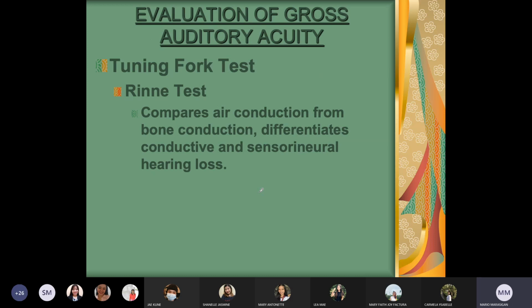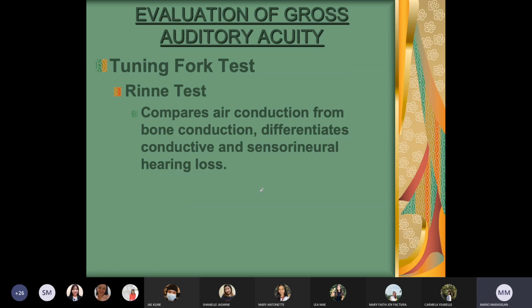So evaluation of gross auditory acuity, we are using your tuning fork as your tool, right? It evaluates the auditory acuity. Ang katapat nito sa vision is your Snellen chart. Okay? But in hearing, it's your tuning fork.